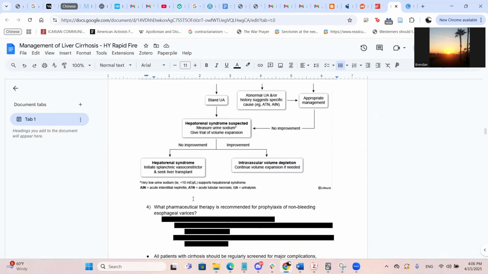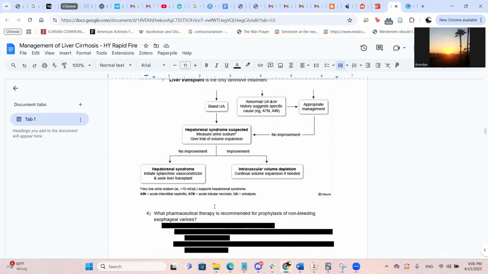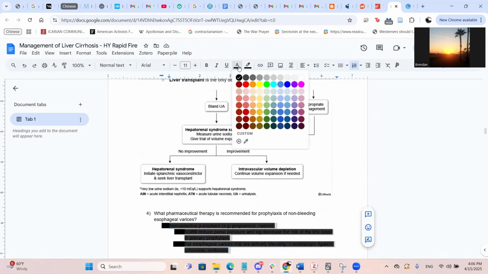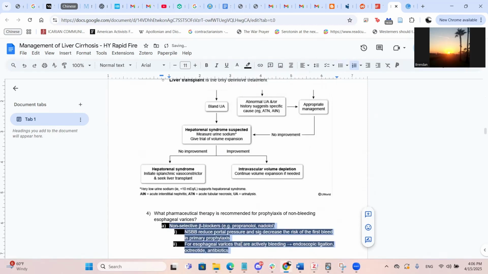All right, so next question. What pharmaceutical therapy is recommended for prophylaxis of non-bleeding esophageal varices? If you said non-selective beta blockers, you would be correct. It is important to know that even though beta blockers are super important in the management of esophageal varices, specifically long-term management, it's mostly a prophylactic measure, right?